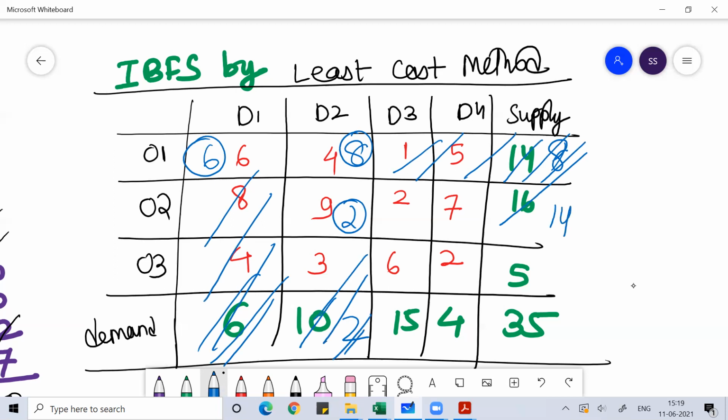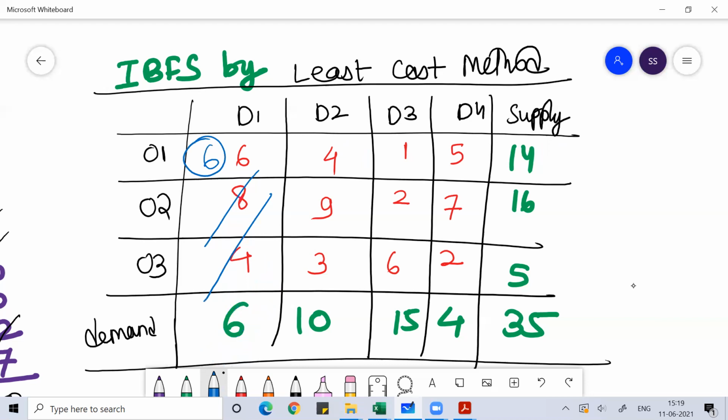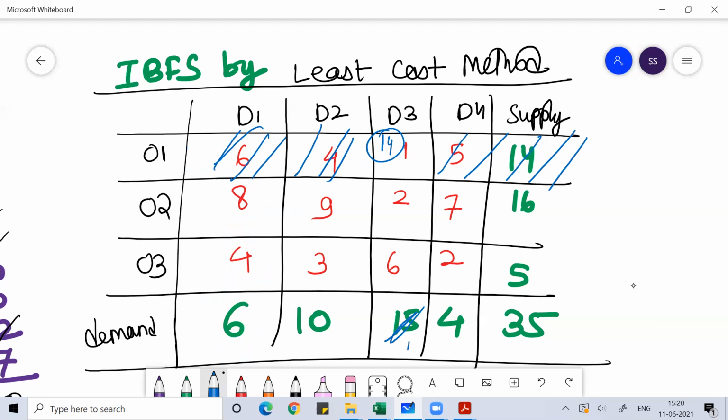This will be 14. Okay, we are doing least cost method. I was doing it by not this method, but in least cost method, we pick the cell which has the least value, the cell having value 1. So I'll put 14 here. If I put 14 here, then nothing can be put for this, and what is left is 1. Then 2, I'll put 1 here.